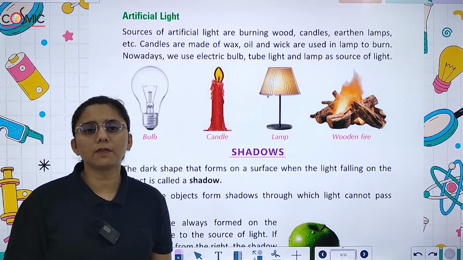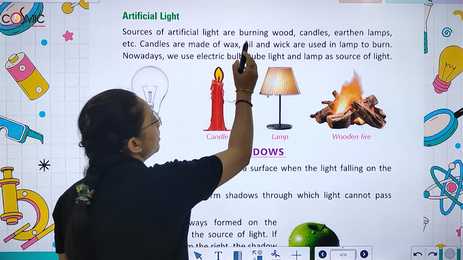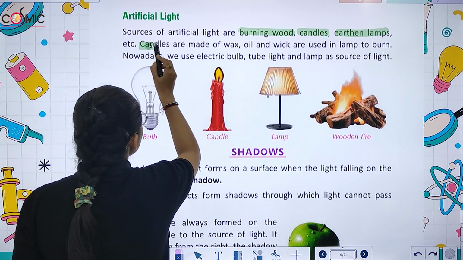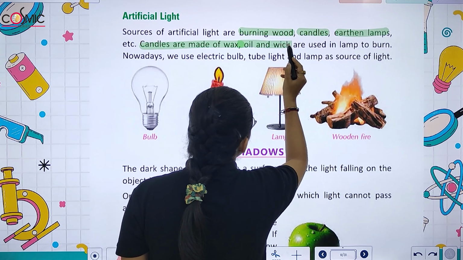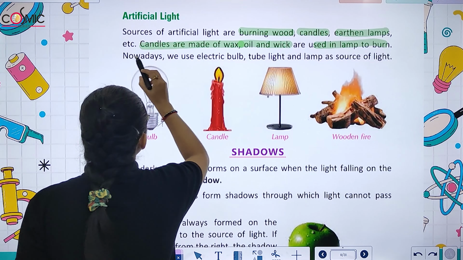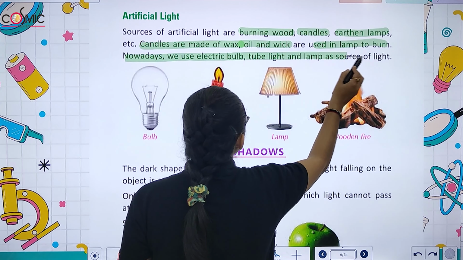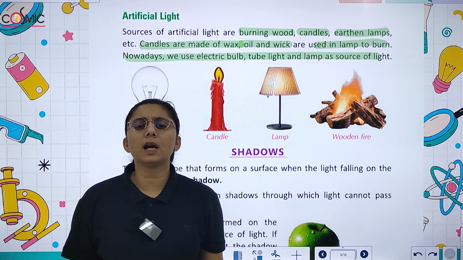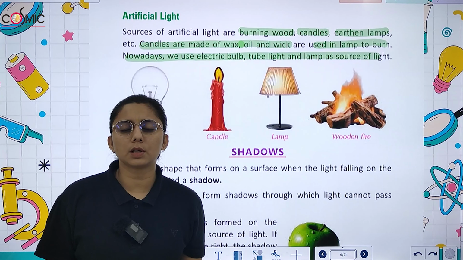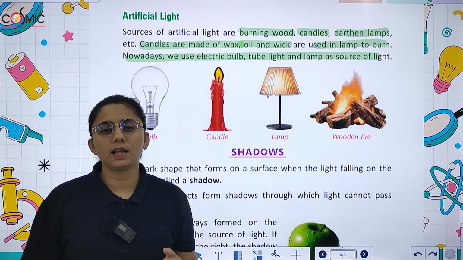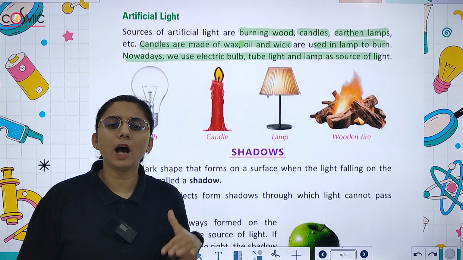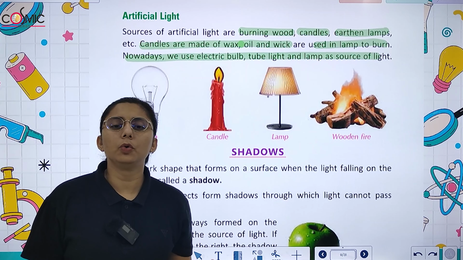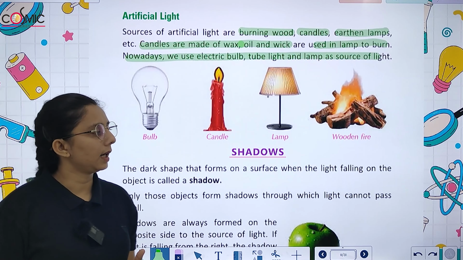Now artificial light. देखो sources of artificial light क्या क्या है आपके? Burning wood, candles, earthen lamps. Candles are made of wax, and oil is used in lamps to burn. Nowadays we use electric bulbs, tube lights, lamps as a source. देखो पहले हम क्या करते थे, हम कैंडल्स का यूज करते थे घर को लिट करने के लिए या फिर वो लैम्प्स होते थे. But now we use tube lights, bulbs and different sources to light our house.